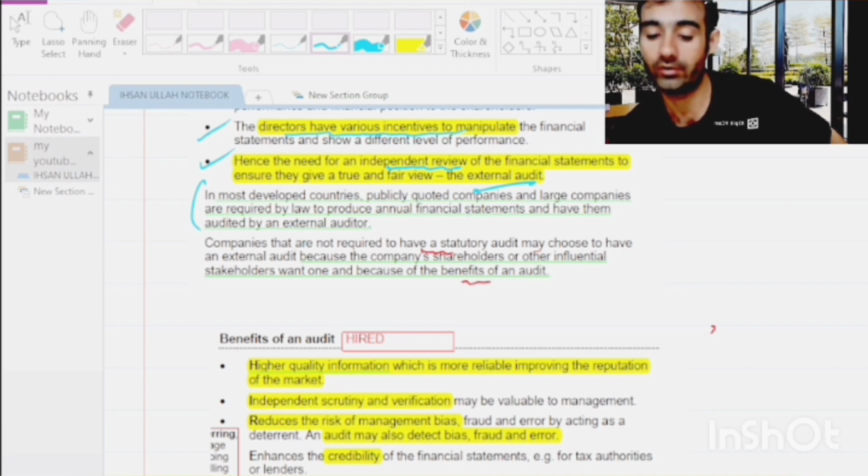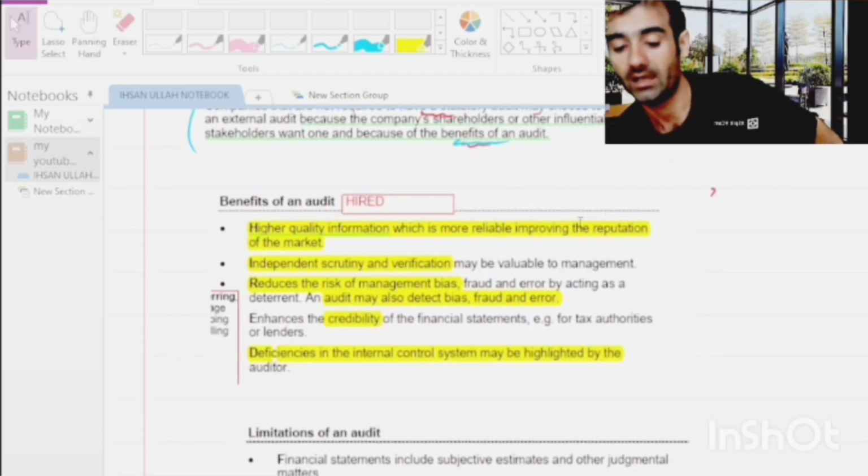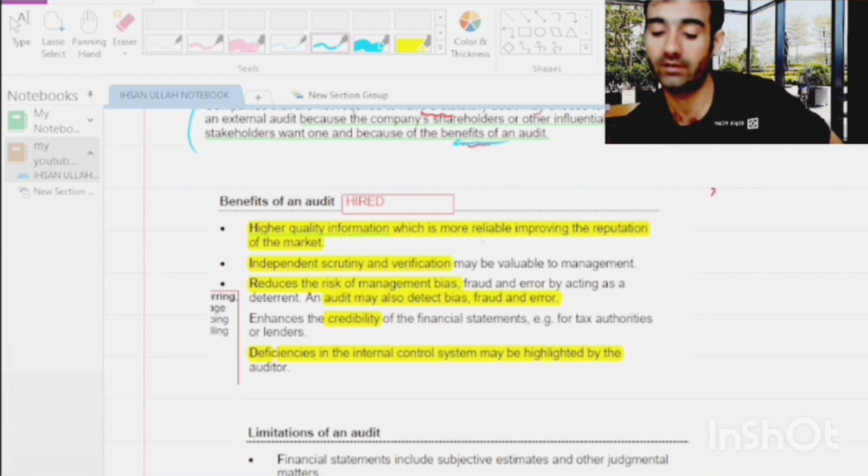If the company is required by law to prepare the financial statement and perform the audit, then we call that a statutory audit. If it's not required by law, then they do the audit because of the benefit of the audit, and we have discussed the benefit of the audit in very detail. Here you can also see higher quality information, which is more reliable, improving the reputation of the market. It means that when the information is audited, it becomes high quality and more reliable and improves the reputation of the market.